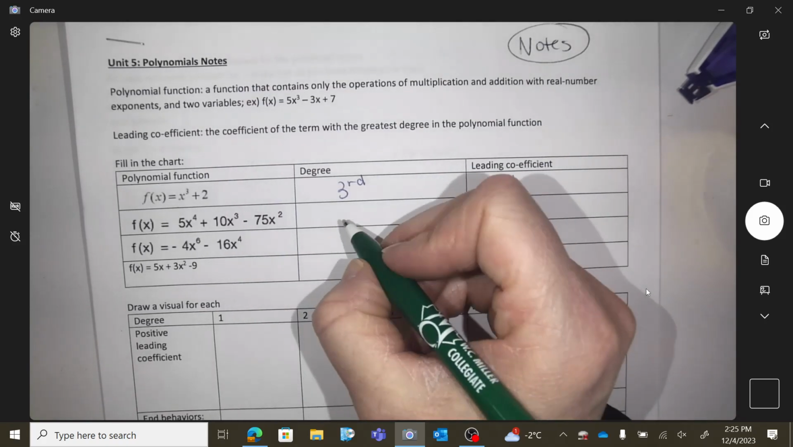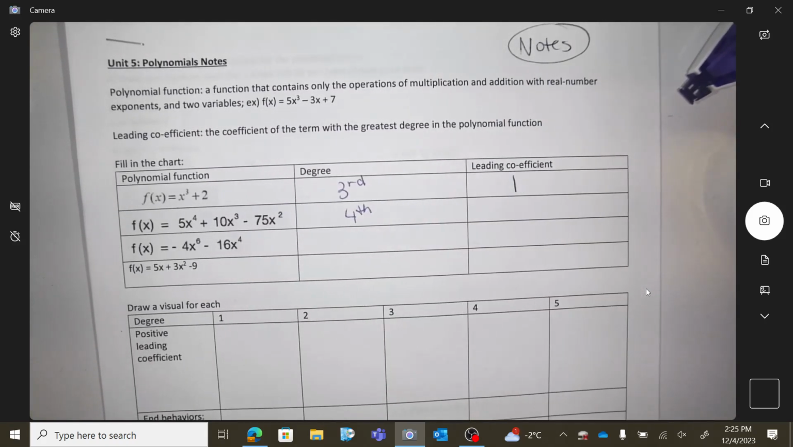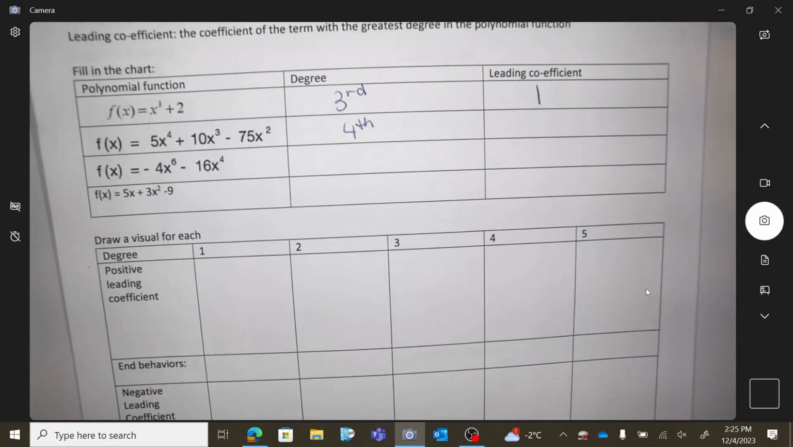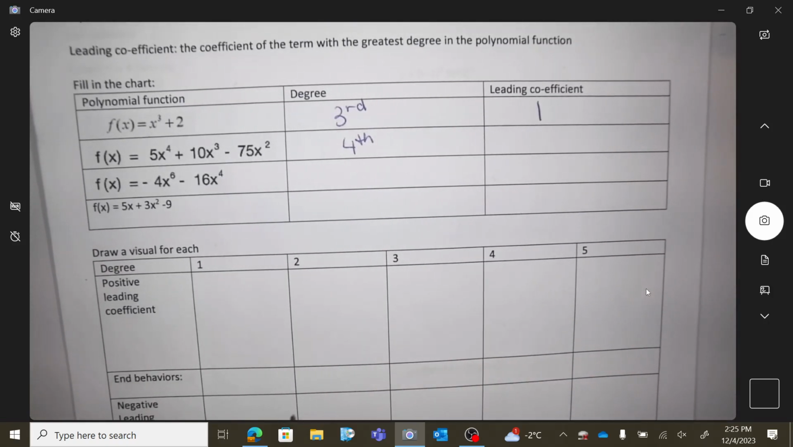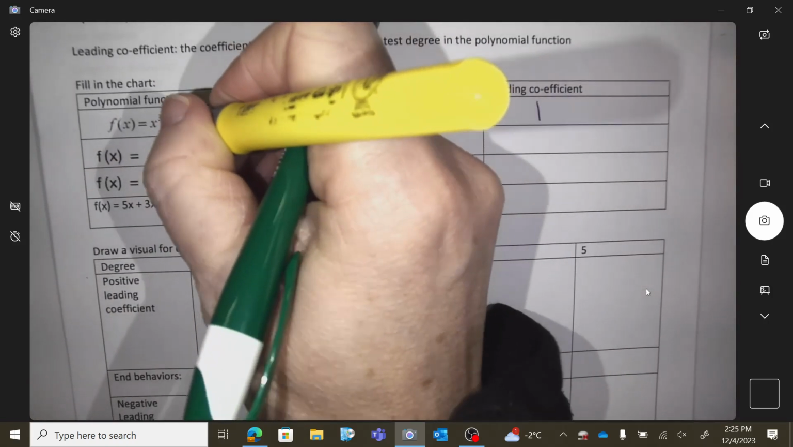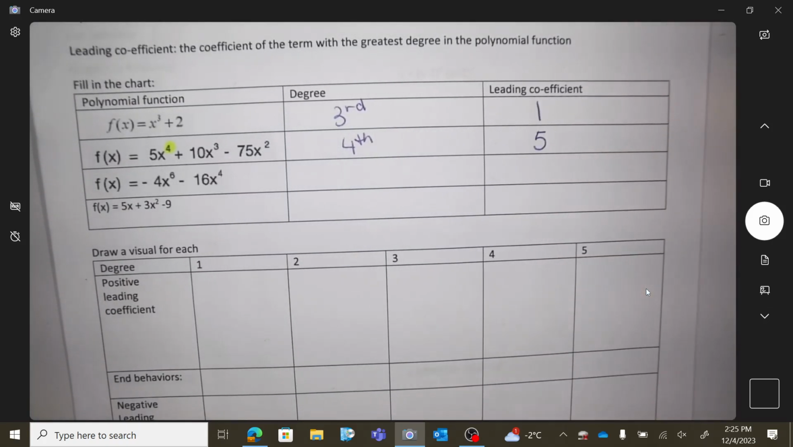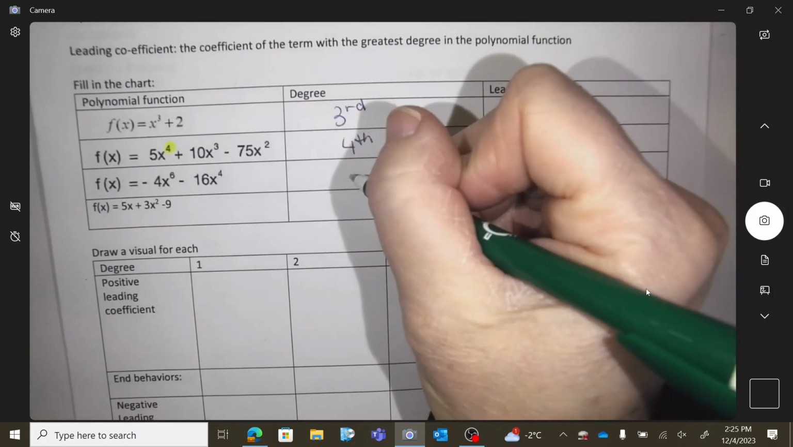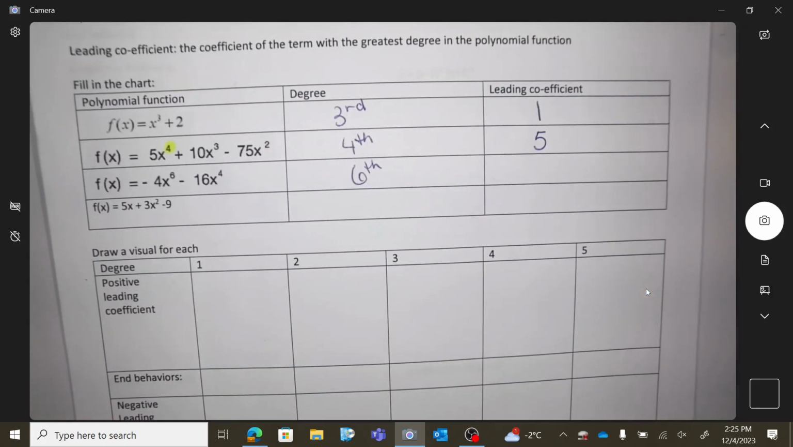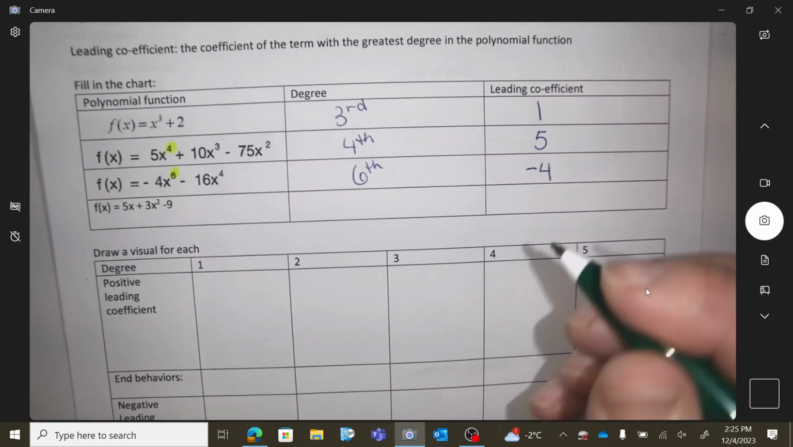So number 2 is a fourth degree equation. And why? Because the highest exponent is 4 and the leading coefficient is 5 because it's 5x to the fourth. Next one is a sixth degree because it's the highest exponent. You notice how I don't care about the other exponents? I'm just looking for the highest. -4 is the leading coefficient.